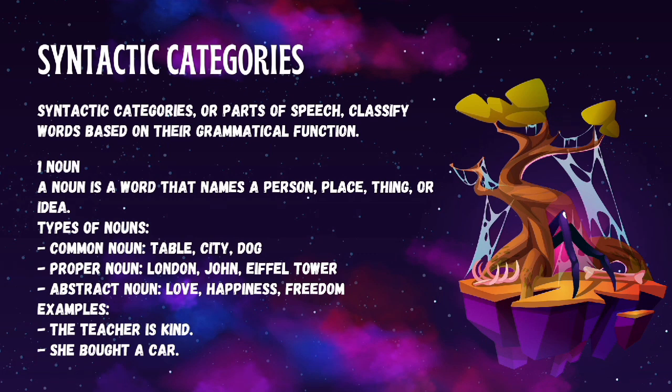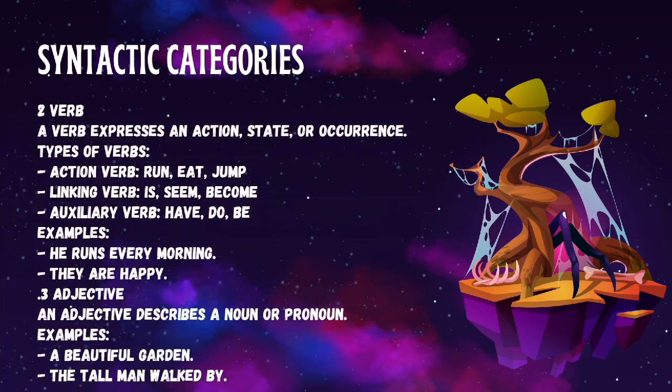Examples: The teacher is kind. She bought a car. 2. Verb. A verb expresses an action, state, or occurrence. Types of verbs. Action verb: run, eat, jump. Linking verb: is, seem, become. Auxiliary verb: have, do, be. Examples: He runs every morning.